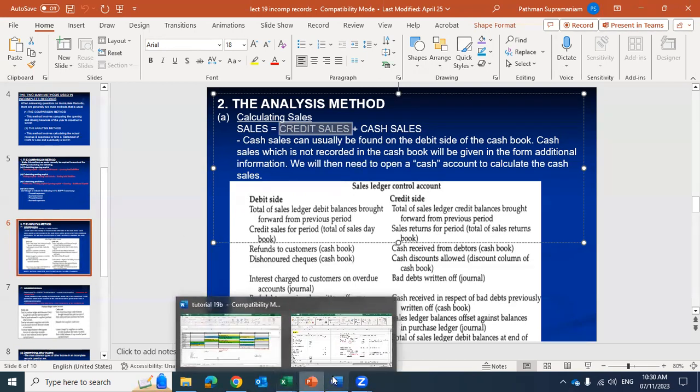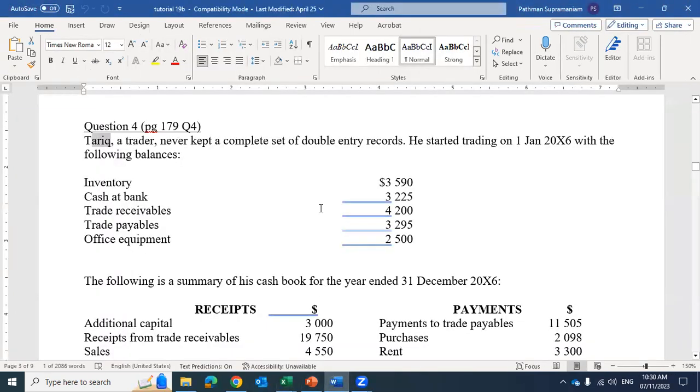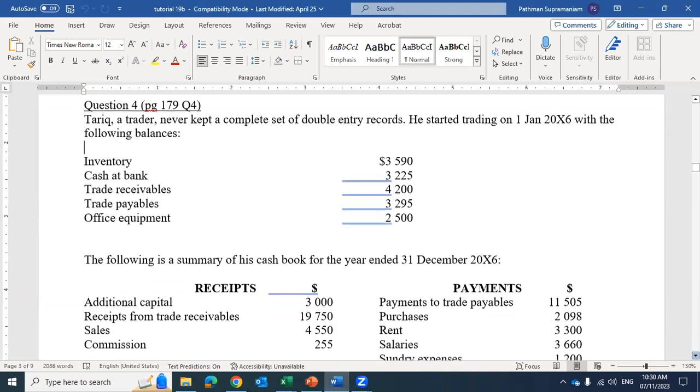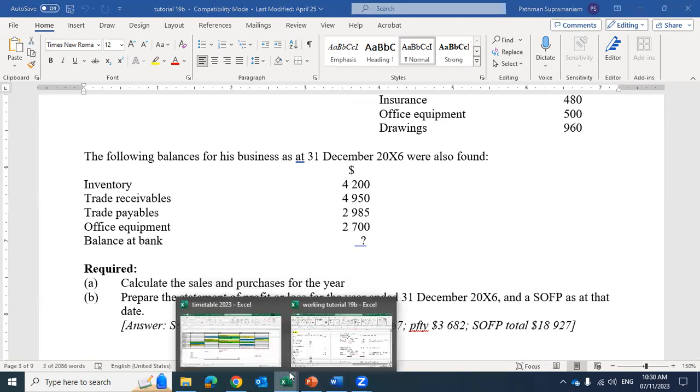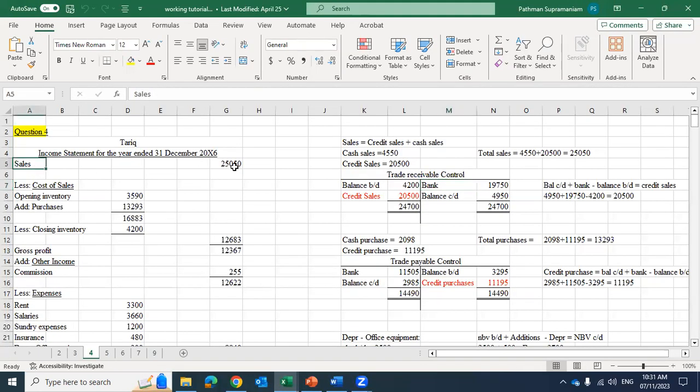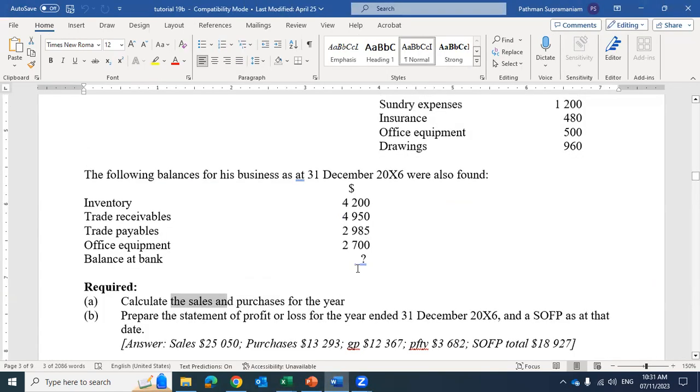So here is an example. In this question, we have to prepare the SOPL and SOFP, but the question starts by asking you to calculate the sales and purchase. I'll deal with the sales first. The sales figure given here is 25,050. Now, how did I get this 25,050? There is some cash sales and some credit sales in this question. The cash sales is 4,550.